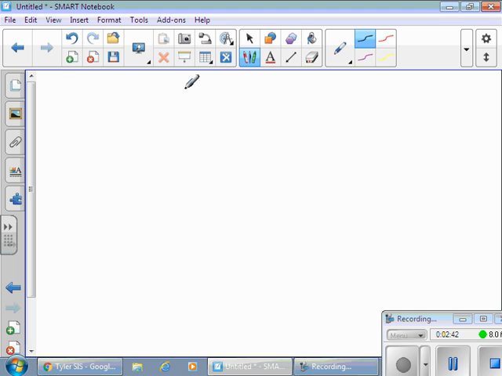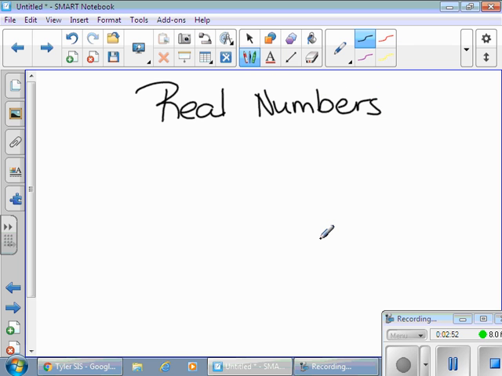Now, we have different types of numbers. The first group of numbers that we deal with are called real numbers. And you may want to write this as a flow chart like I'm going to. All the numbers we are going to talk about for now, and for the next couple of years, are called real numbers. They're numbers that we talk about every day.